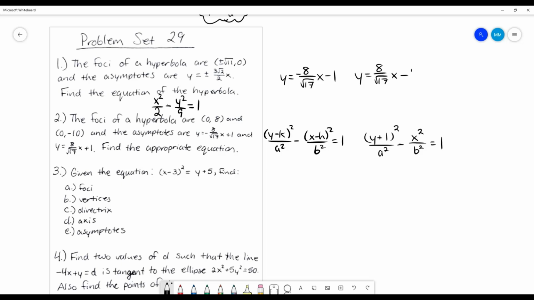But yeah, that should be minus 1, because our k value, because it is a vertical hyperbola, it's going to be a over b times x minus h plus k. K in this case is negative 1, because that is where it's centered at 0, negative 1. Okay, sorry about that. So now, it looks like a over b is something along the lines of 8 over square root of 17.